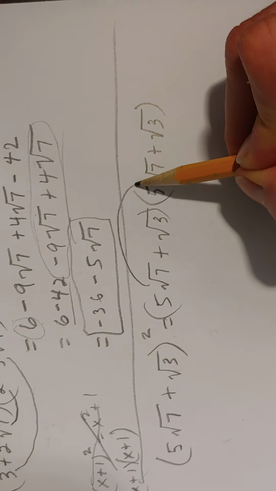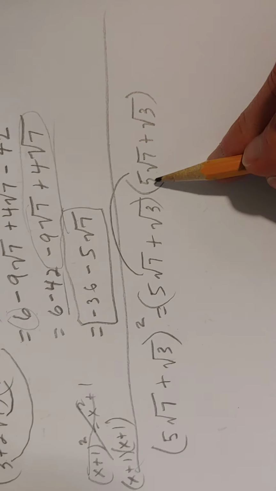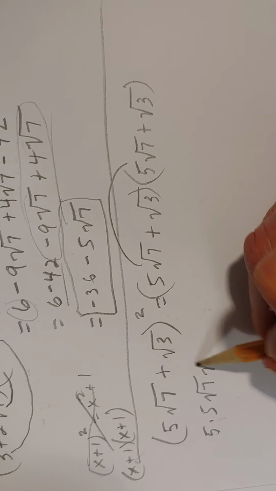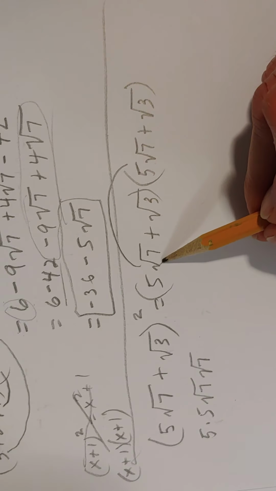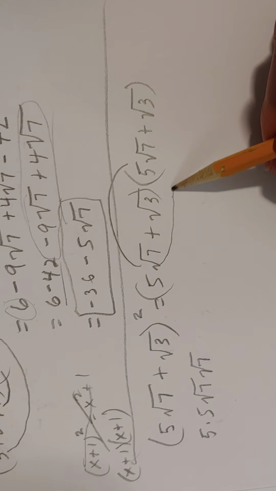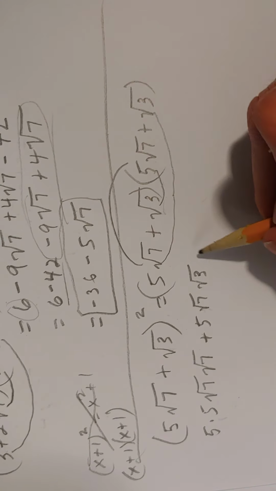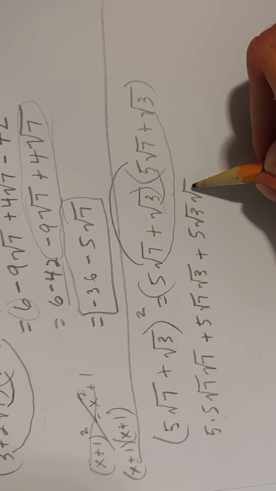So first times first, 5 times the square root of 7 times 5 times the square root of 7. So 5 times 5, just rearranging the order of the multiplication, and then square root of 7 times square root of 7. That's first times first. Outsides, we have 5 times the square root of 7 times the square root of 3. Everything's positive, so plus 5 times the square root of 7 times the square root of 3. Insides of these two multiplied together, everything's positive, so we just get plus 5 times square root of 3 times square root of 7, in any order.